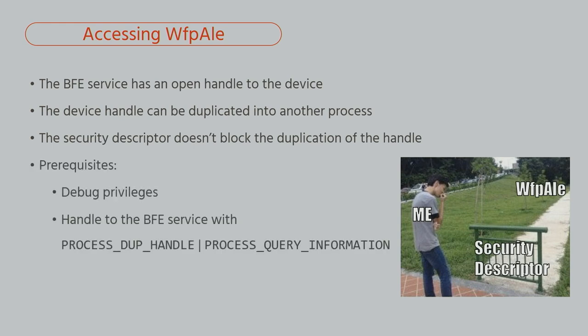One thing to note, there are a few requirements for this action. The first one is debug privileges, which are pretty standard for most offensive tools, and also we'll need a handle to the BFE service with the permissions of duplicating handles and querying information. Gaining this handle isn't suspicious to an EDR. Process Hacker does the same thing. That's how it shows us the information about the handle table. And also, this type of handle is opened by the RPC client. So overall, it's a pretty legitimate action.